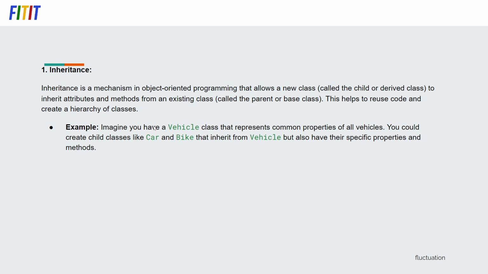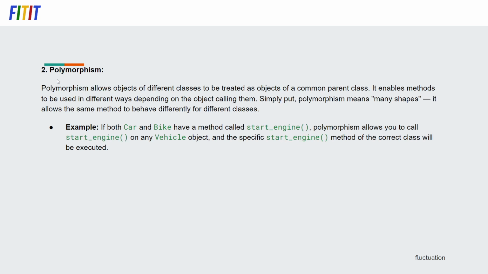Example: imagine you have a vehicle class that represents common properties of all vehicles. You could create child classes like car and bike that inherit from vehicle, but also have their specific properties and methods.